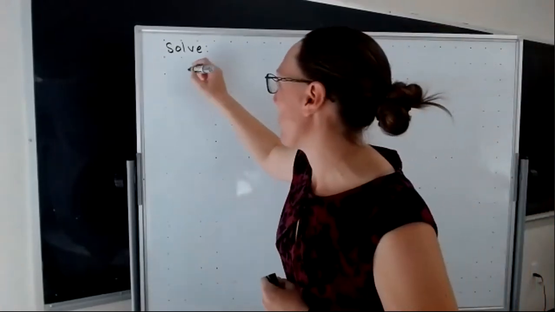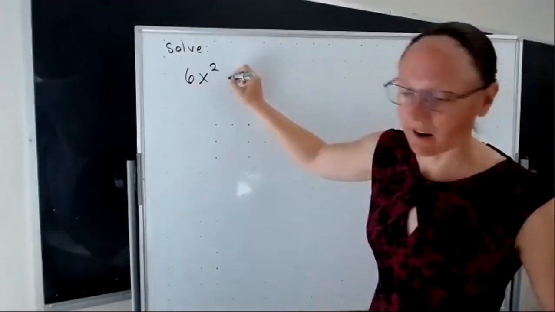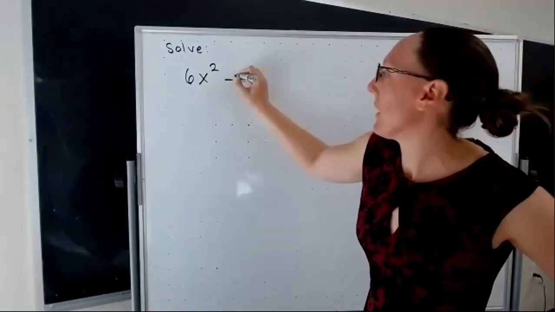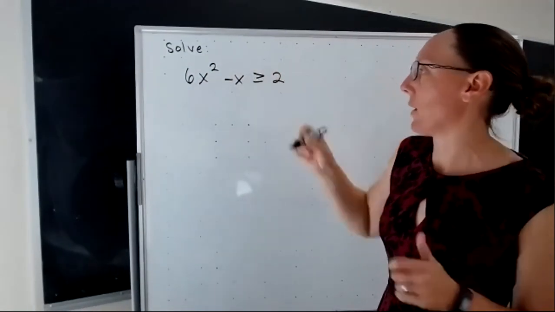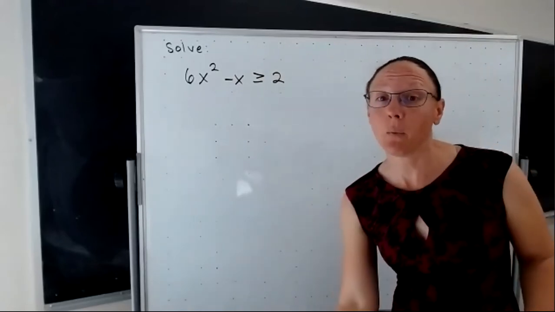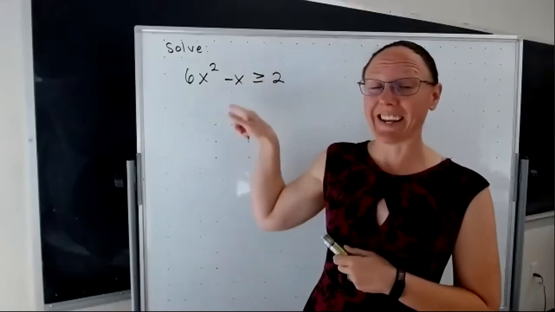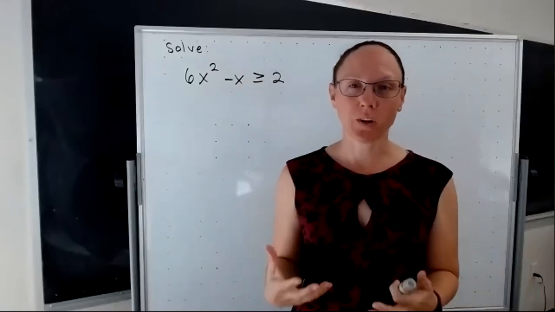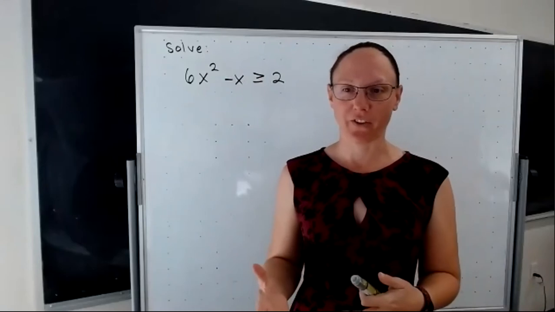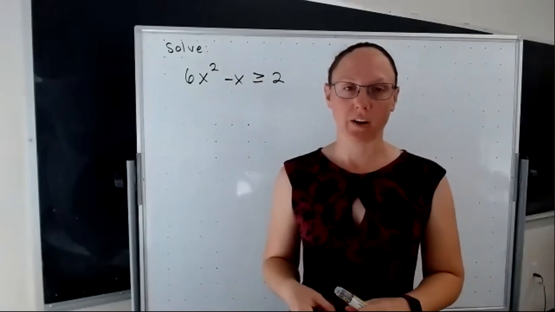Let's get another example here. I'm looking at 6x squared minus x is greater than or equal to 2. Now I want to pause for a second. Just like when this were an equal sign, it's important to have a 0 on one side or the other before we move forward.